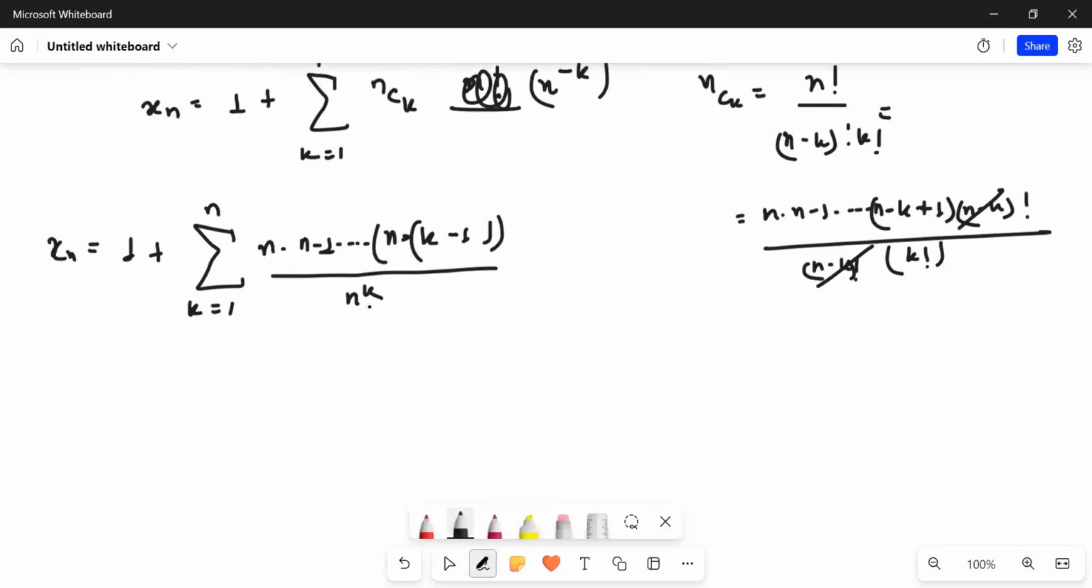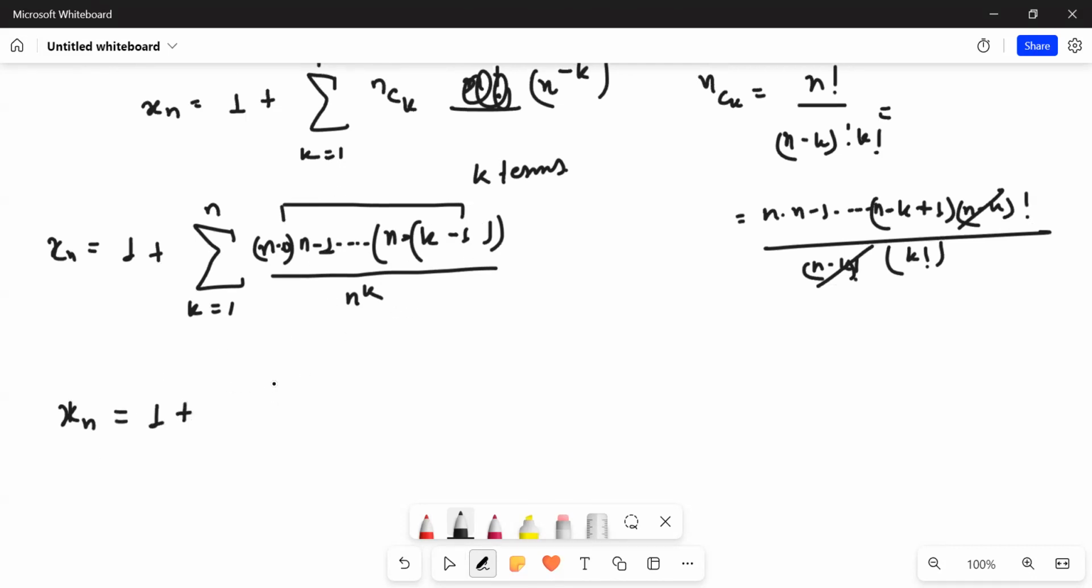Now just think about this. How many terms are here? There are k terms here, because it starts from n minus 0, then 1, up to k minus 1. So these are in totality k terms. And it is being divided by n raised to power k, so this is n multiplied k times. So what I can do is supply one n individually inside each of these brackets.